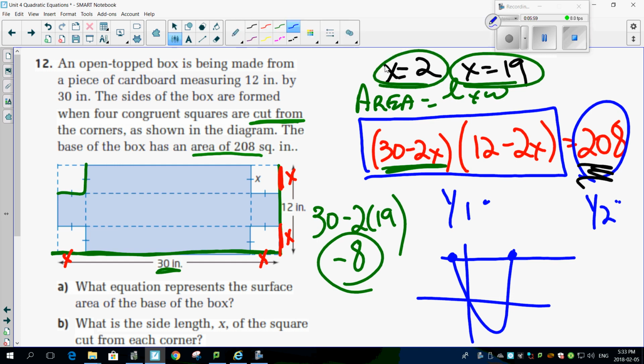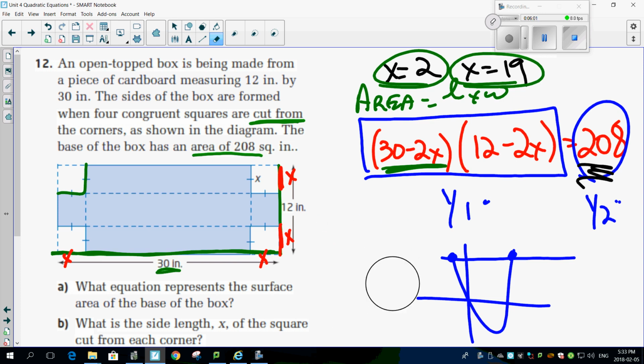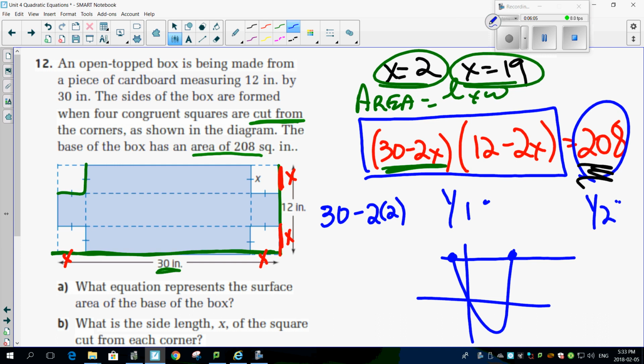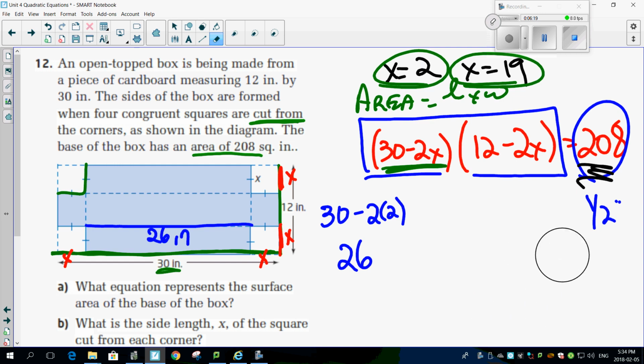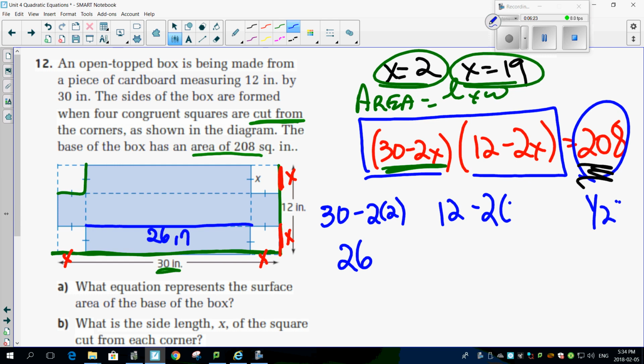And if we substitute that in, let's get rid of this. Let's substitute that in. We go 30 minus 2 times 2. 2 times 2 is 4. 30 minus 4. Our length is now a wonderful 26 inches. Beautiful. Okay? Same goes with our width over here. Let's clean this up and let's do our width. Our width here is 12 minus 2 times 2. 2 times 2 is 4. 12 minus 4, that's 8. We have a width here that's going to be 8 inches.